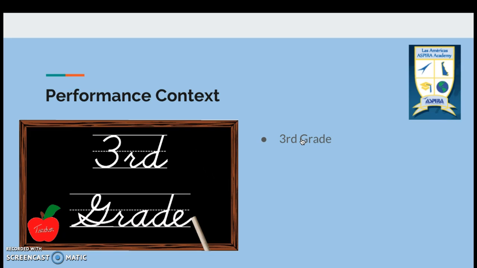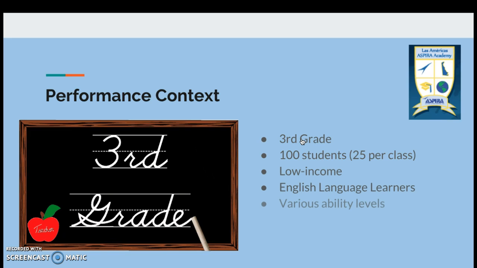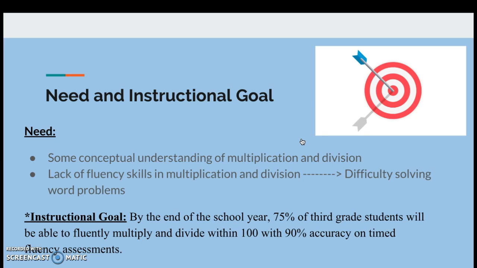The performance context is the third grade class. It consists of 100 students who are broken up into 4 classes of 25. One of these classes is the inclusion class and has an extra teacher, which is the enrichment teacher. About half of all students come from low-income families, and roughly 40% are English language learners. Students possess a wide variety of ability levels ranging from below grade level, on grade level, and above grade level.